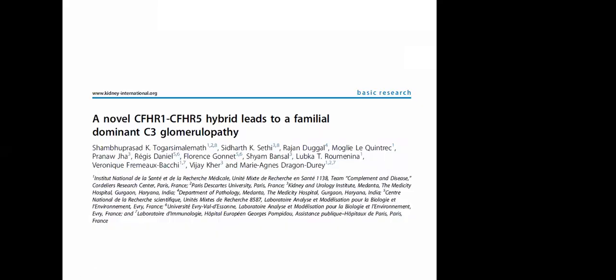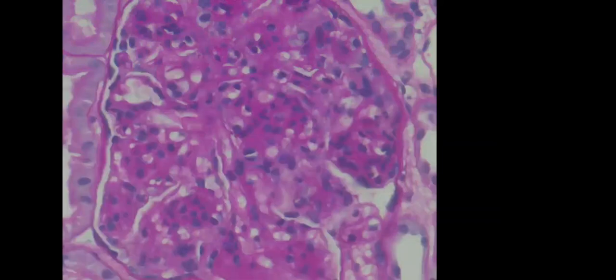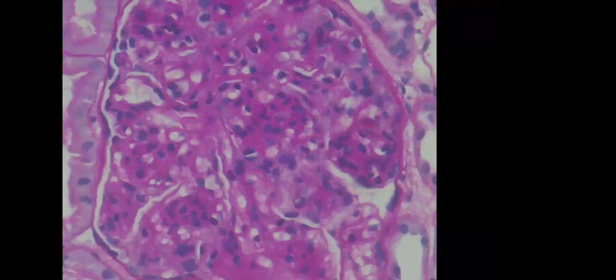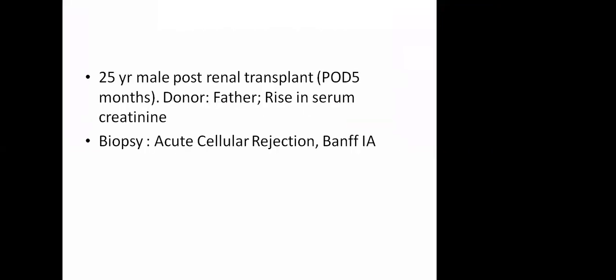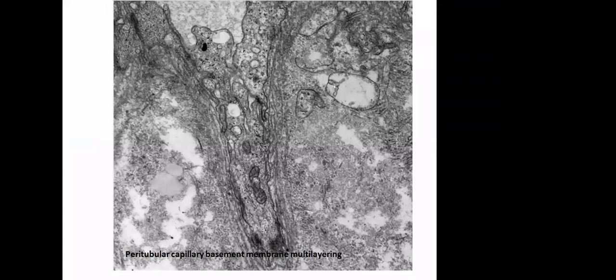We also published this case because when we did molecular studies, a novel CFHR1-CFHR5 hybrid gene mutation was found, which led to a familial dominant C3 glomerulopathy. So I'll just rush through this case. I just want to highlight that when immunofluorescence is negative and morphology looks like there should be something in the immunofluorescence, you should always do electron microscopy. That is clear. So EM in transplant, I'll just tell you that EM in transplant is useful for demonstrating early chronic antibody mediated rejection.